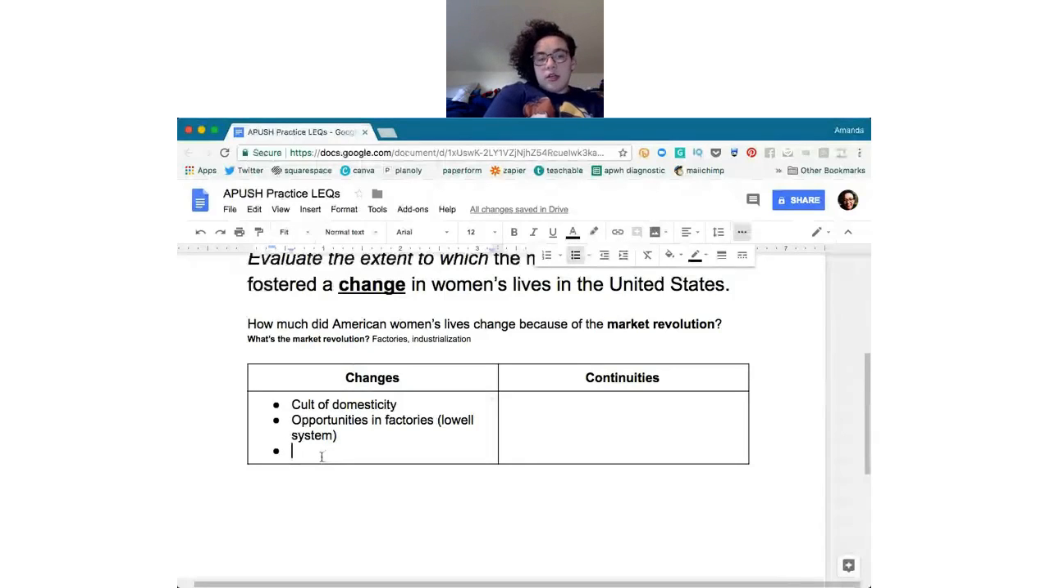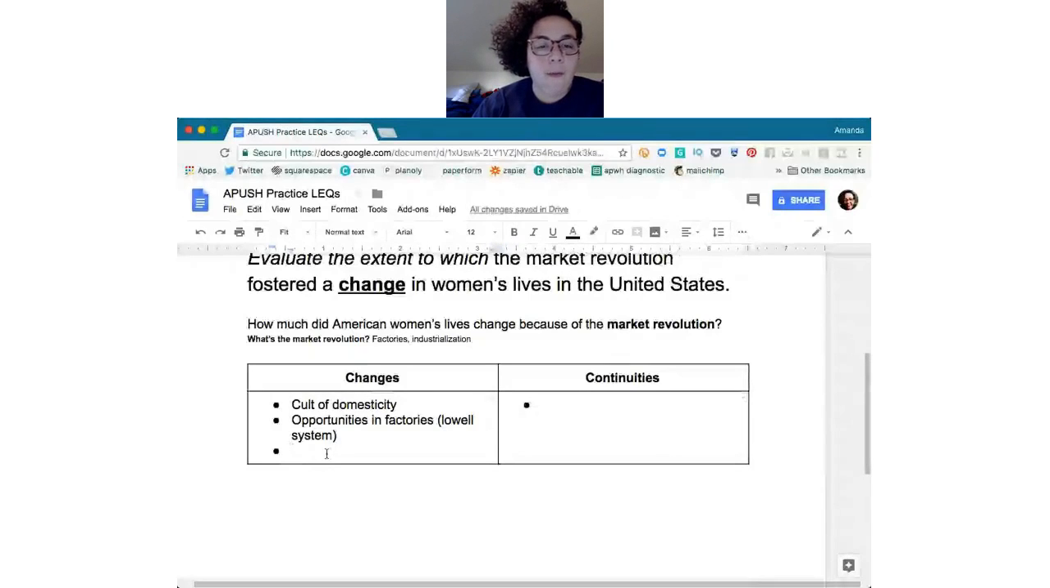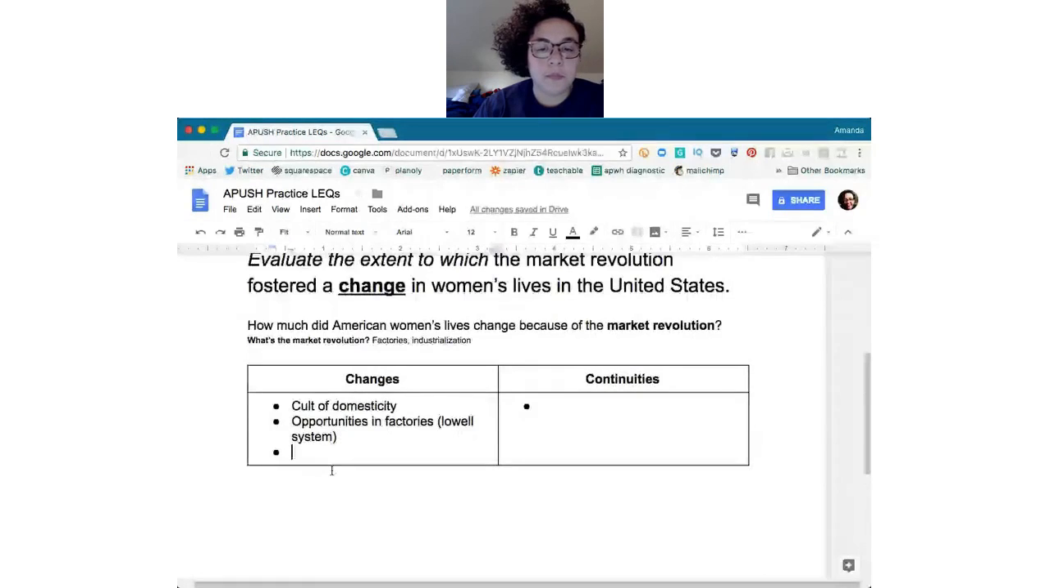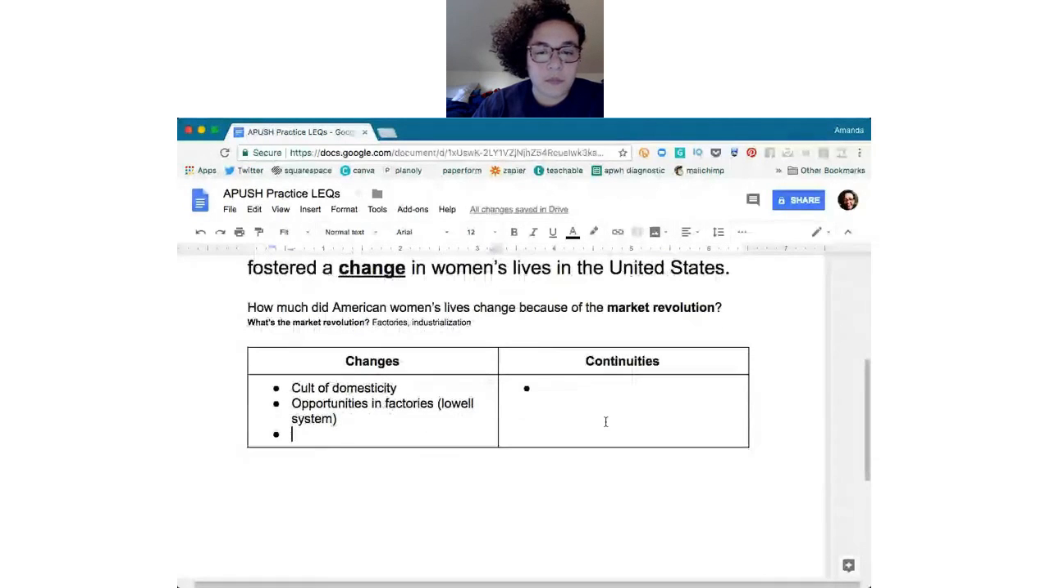What about, can you tie the first wave of feminism to this? Like Seneca Falls type stuff? Can you put that in terms of changes? Okay. All right. What about continuities? What are ways in which women's lives didn't change? Erie Canal expansion, lack of political rights, right?